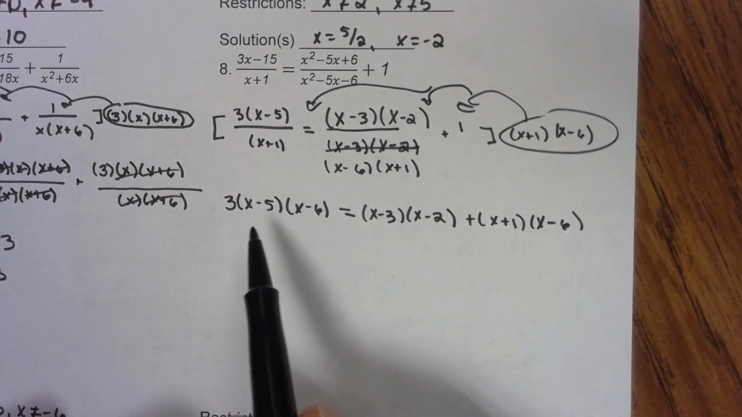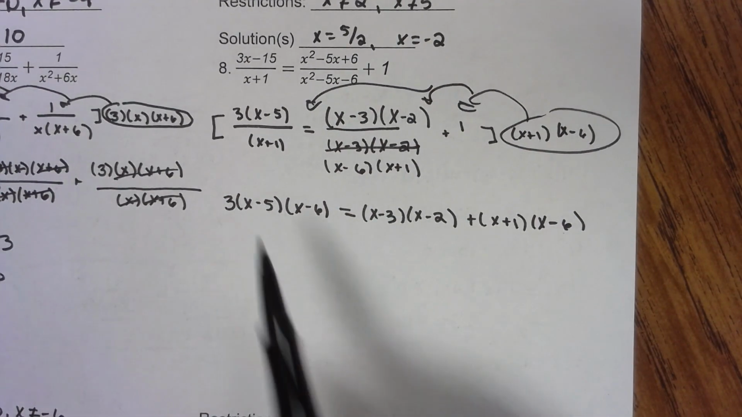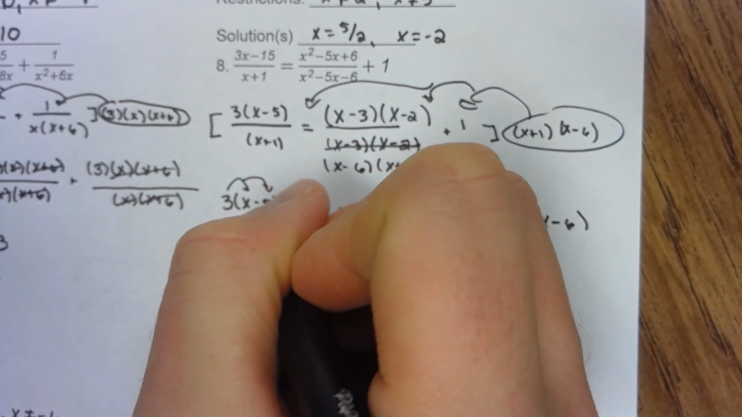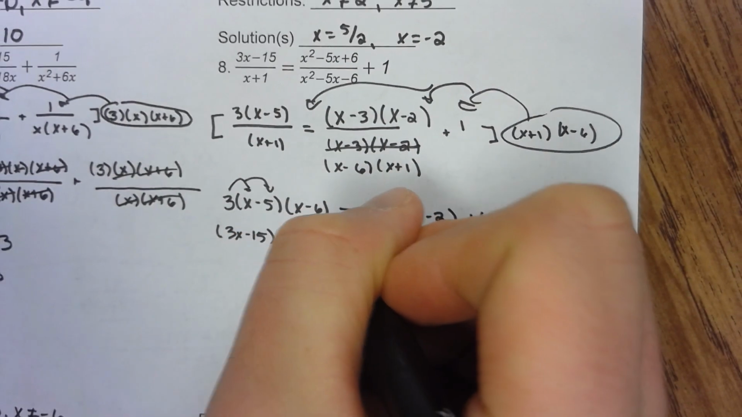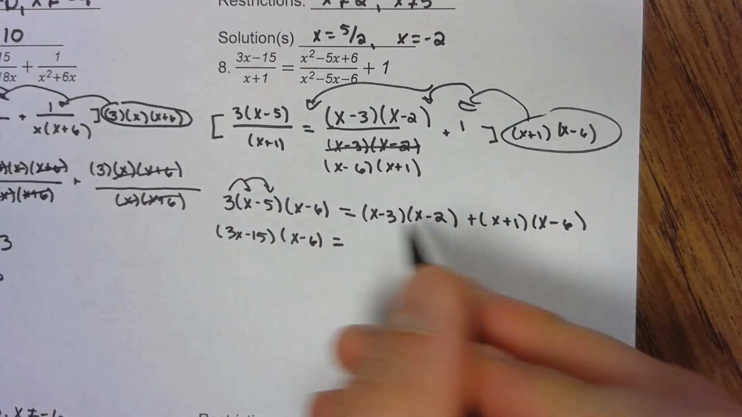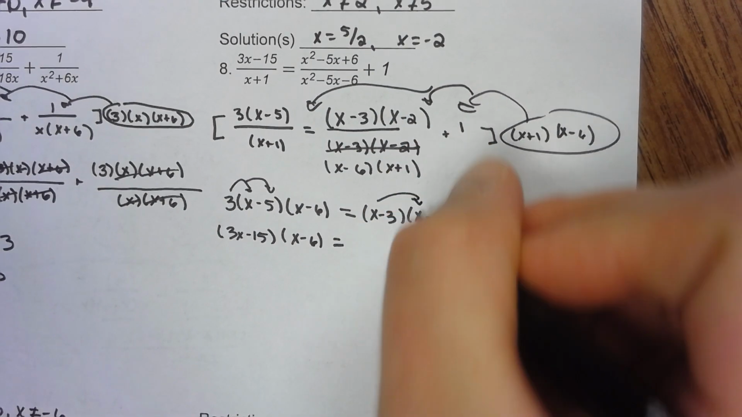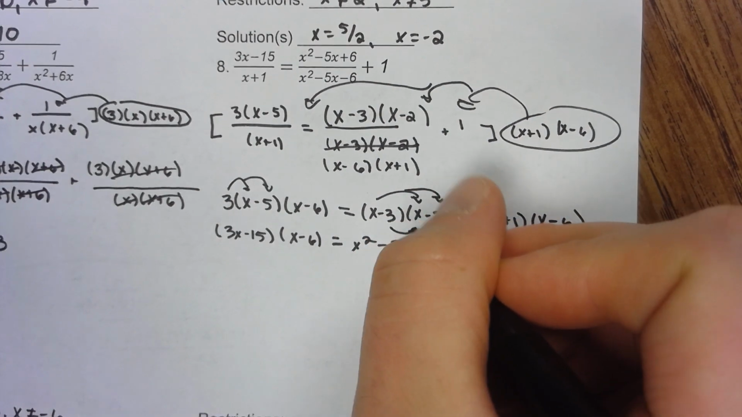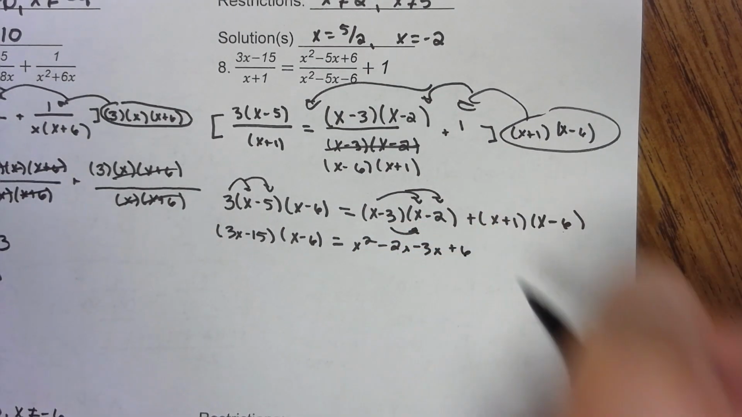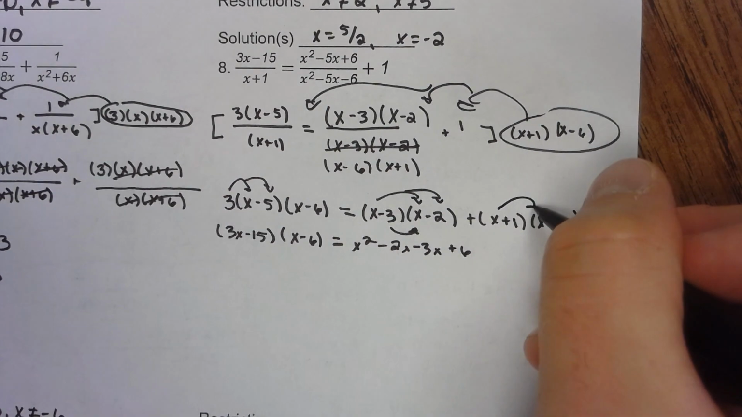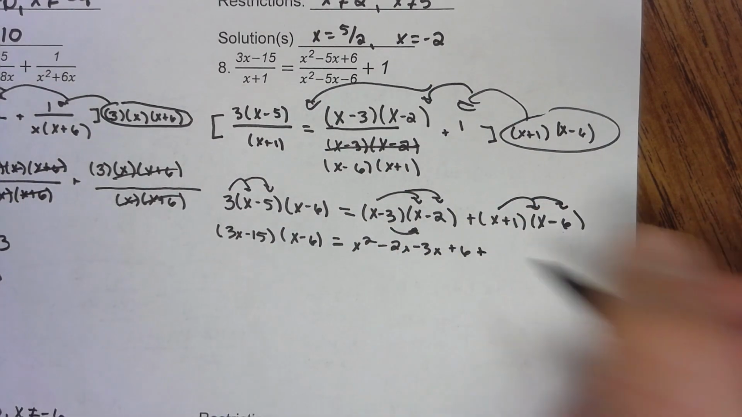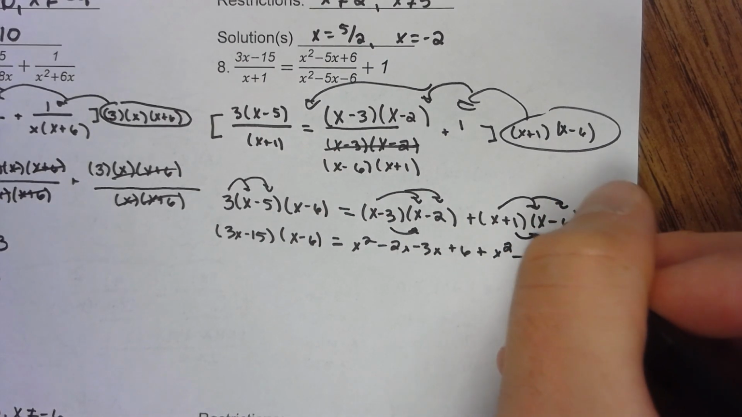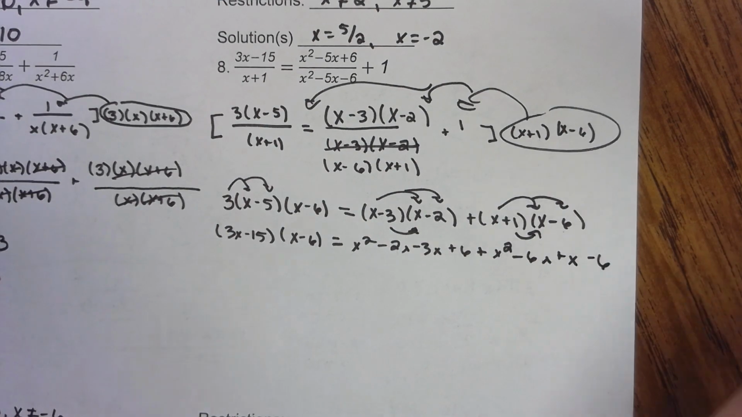All right, so now on the left side here, let's distribute this 3 and call that 3x minus 15, x minus 6, and then it equals, this needs FOILed. X times x is x squared, then negative 2x, then negative 3x, then plus 6. This also needs FOILed. So plus x squared minus 6x plus x minus 6.